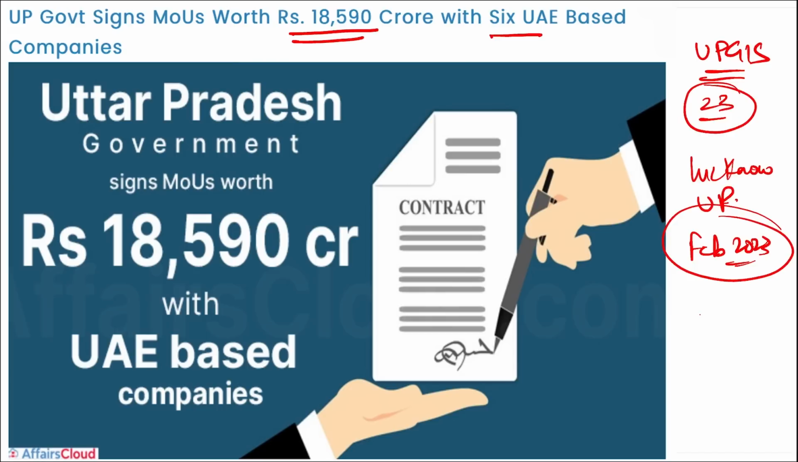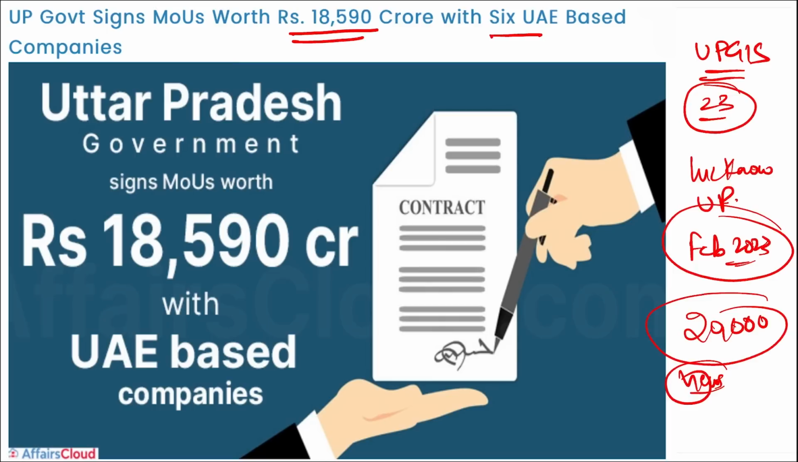Alright, out of these 6 UAE based companies, the UP government has signed MOUs totaling 18,590 crore rupees, and with the amount of this MOU, remember, almost 20,000 new job opportunities will be coming into the market. These projects will consist of renewable energy, logistics park sector, alright, digitization, and many other projects will be coming up with the help of this UP Global Investors Summit.